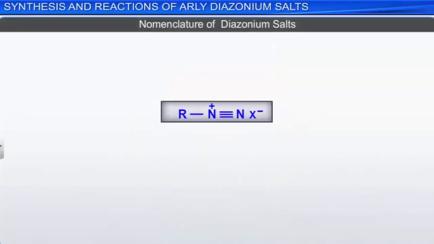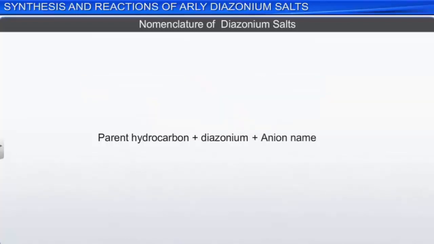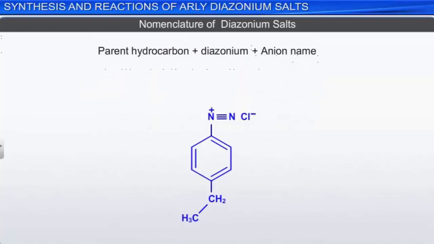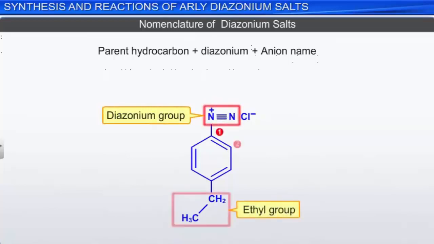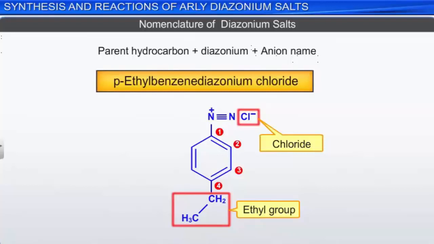To name diazonium salts, add the word diazonium to the name of the parent hydrocarbon. This is followed by the anion name. Consider the compound shown here. There is a diazonium group plus an ethyl group at position 4 on the benzene ring with the chloride anion. The correct name of this compound is para-ethylbenzene diazonium chloride.